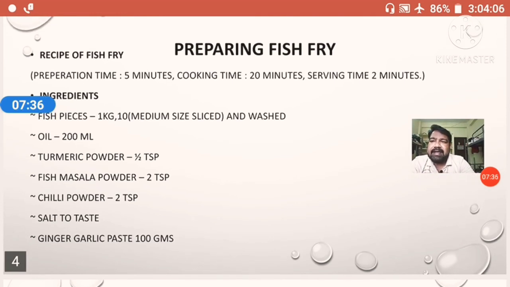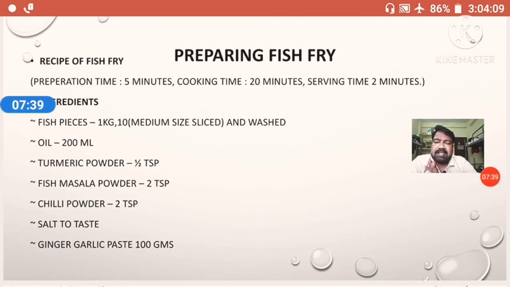Let us see what the ingredients are. Let us see the ingredients list. First one, fish pieces 1 kg, 10 pieces, medium size, sliced, and they should be washed. Fine. Then oil 200 ml. Then turmeric powder half tablespoon, then fish masala powder 2 tablespoons, then chili powder 2 tablespoons, then salt to taste. How much salt is required, you have to take that much salt. Then ginger garlic paste 100 grams.